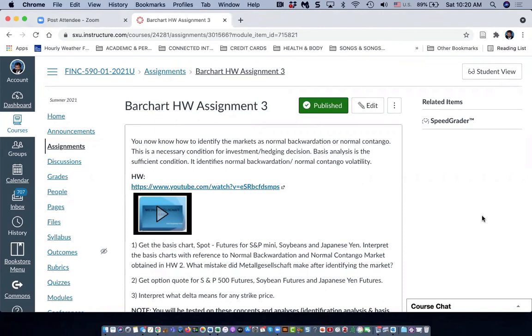For bar chart homework assignment 3, you need to start with homework 2 conclusions. That means you had an asset which has been identified as normal contango. And then you found out that the basis is downward sloping. So how are you going to react to this combination of facts? Homework 2 says normal contango, and the basis is saying it's downward sloping.